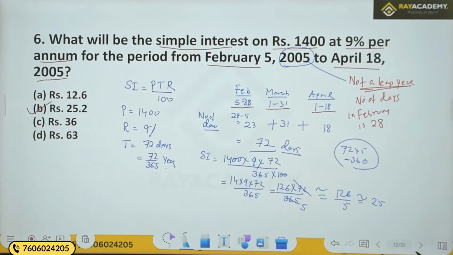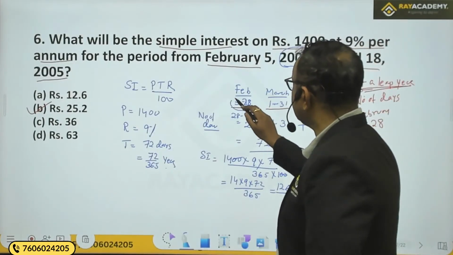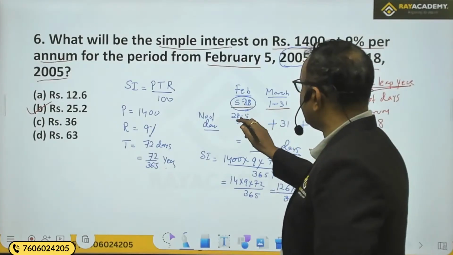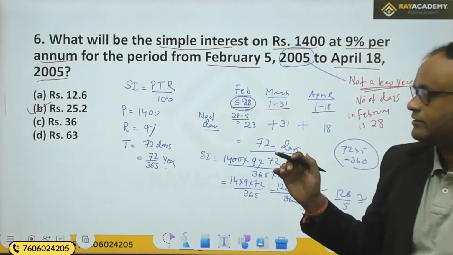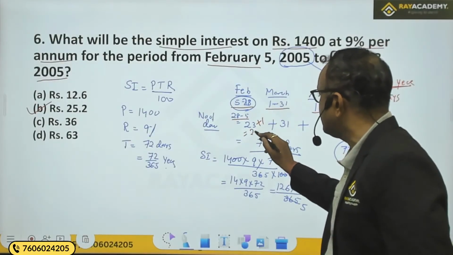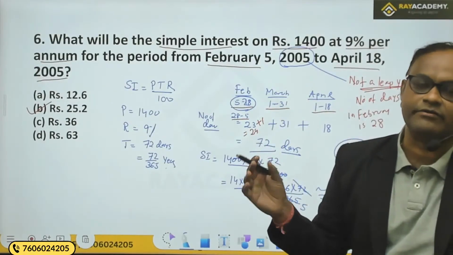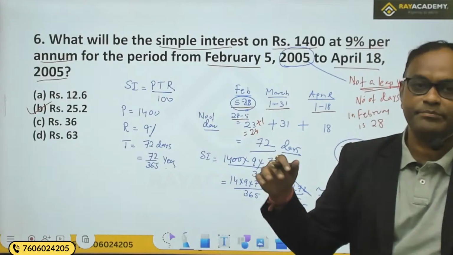Acha, one more thing. I think in February we are making some mistake. February 5 to 28. Actually, when you minus, 5 to 28 means total is 23, but you have to count 23 plus 1. Why? Suppose 5 to 6, how many days? 5th is one, 6th is one, so 2 days. So 6 minus 5 plus 1 we have to do.